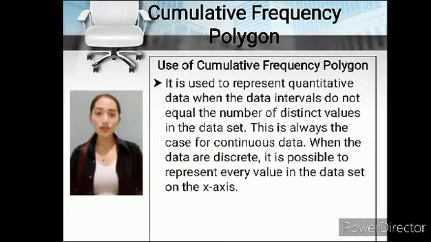Alright, so what is the use of cumulative frequency polygon? So it is used to represent quantitative data when the data intervals do not equal the number of distinct values in the data set. This is always the case for continuous data. When the data are discrete, it is possible to represent every value in the data set on the x-axis.